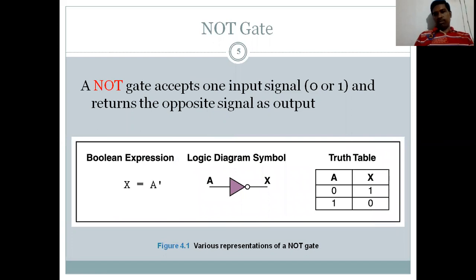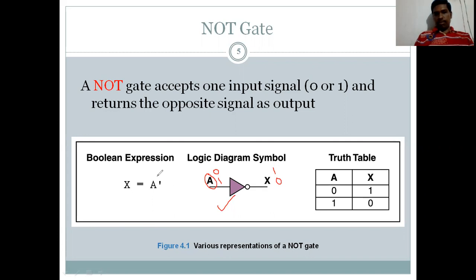First we will see the concept of the NOT gate. The NOT gate accepts only one input signal, either 0 or 1, and returns the opposite signal at the output. This is the symbol of the NOT gate. Suppose at your input side you supply 0 as your input, then it will generate 1 as your output. If you supply 1 as your input, it will generate 0 at your output.